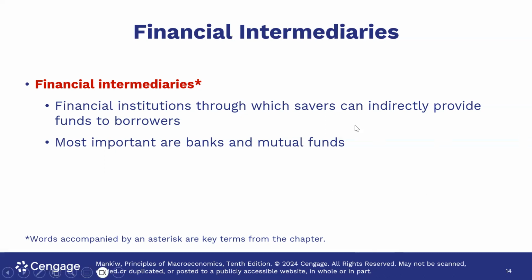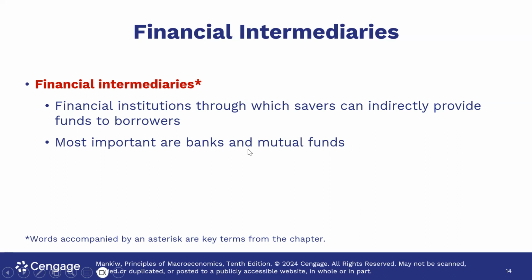Then we come to the financial intermediaries. The financial intermediaries are the financial institutions through which savers can indirectly provide funds to borrowers. So in the previous two markets, the savers and the borrowers communicate with each other directly, right? So if they make an agreement, then they sign a contract. We call that a stock agreement or a bond agreement, or equity finance or debt finance, right? So here the financial intermediaries are related with indirect finance.